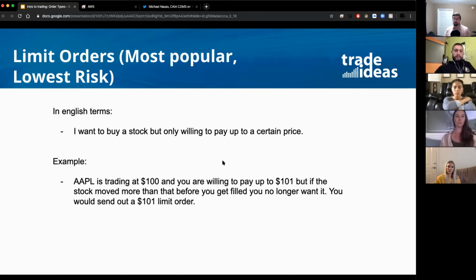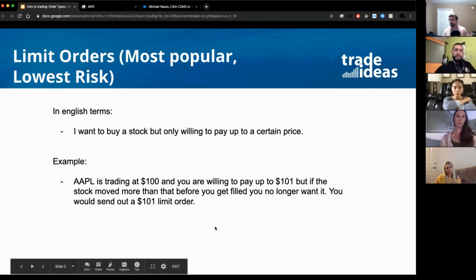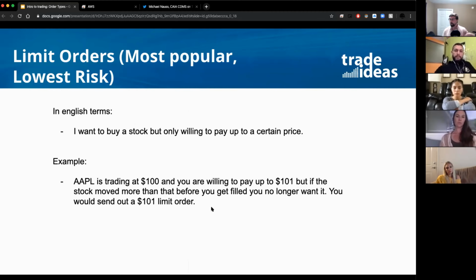So the first one is the most popular, and I have the traits of each one listed up here as well. This is the most popular, it's the lowest risk, and it's what I suggest you want to do. What a limit order does in plain English terms is: I want to buy a stock and I'm only willing to pay this price, right? So I have an example down here where if Apple is trading at $100 and you want to buy Apple, you've done all your analysis and you say, okay, I want to go buy it and I'm willing to pay up to $101, but no more.